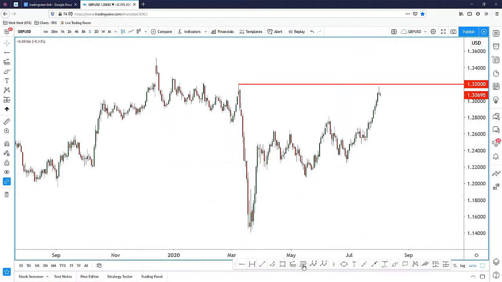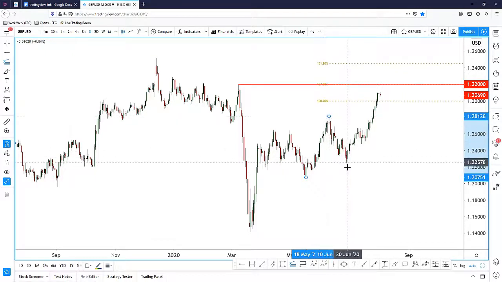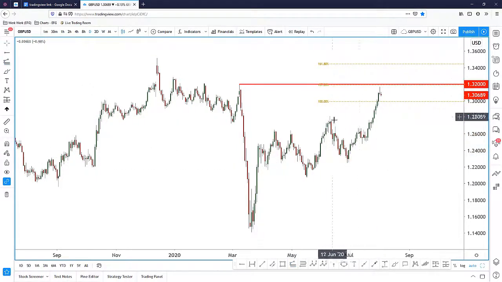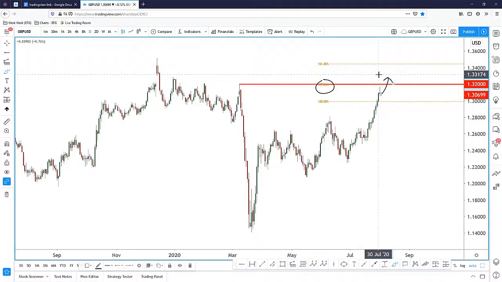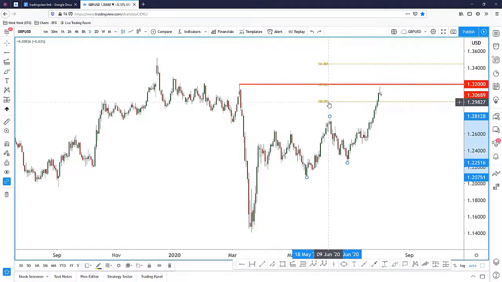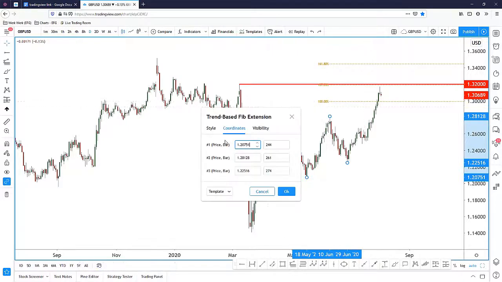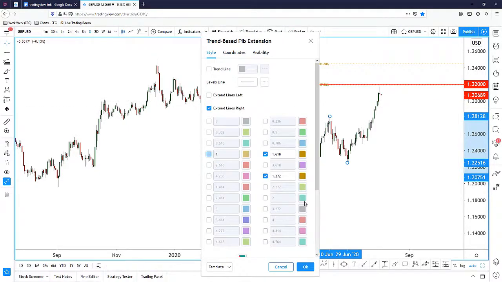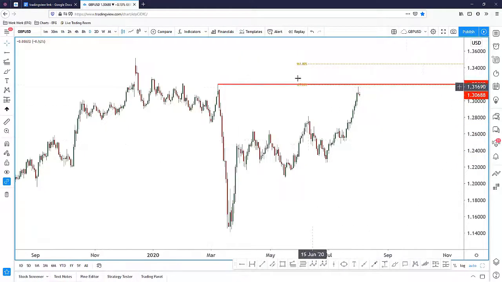Also, if we were to use the extension, 0.1, 2, 3, we see that price has reacted right below the 127.2. Should price break above this 127.2, then we'll probably see price push higher towards the 161.8, which is this previous high back at the end of December 2019. So I'm just going to leave all these levels here for now, ignoring the 100%. These are the two levels to watch out for.